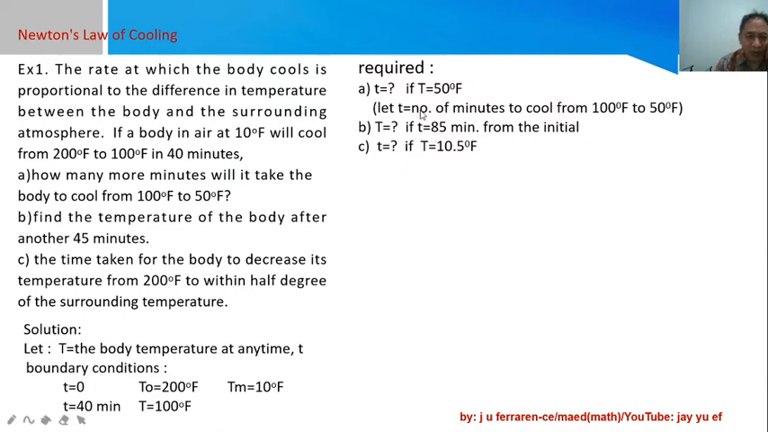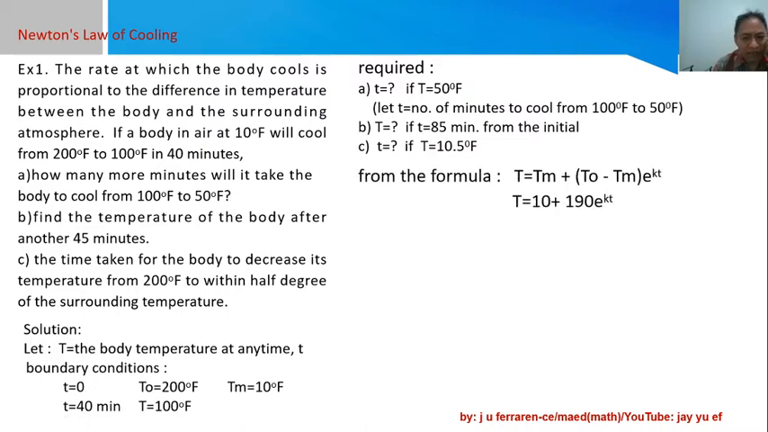Now, before solving for the required, I have to consider the formula that we derived. From the formula we have T is equal to T sub M plus T sub O minus T sub M multiplied with the exponential of K times t. We have the value of the surrounding temperature, we substitute, that's 10. T sub O, what's T sub O? 200, correct? Then minus the surrounding temperature, which is 10. So there is a difference of 190 degrees, and that is times the exponential of K times t.